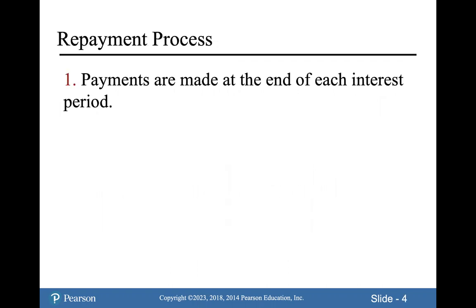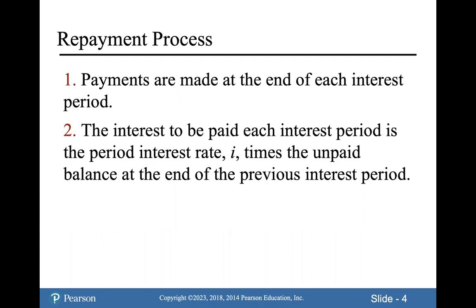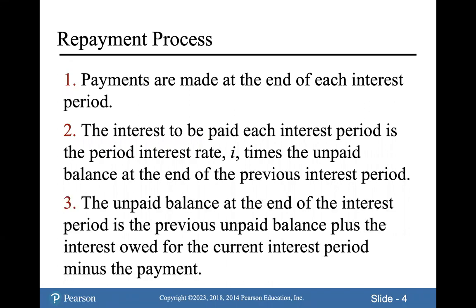The repayment process is as follows. Payments are made at the end of each interest period. The interest to be paid each interest period is the period interest rate I times the unpaid balance at the end of the previous interest period. The unpaid balance at the end of the interest period is the previous unpaid balance plus the interest owed for the current interest period minus the payment.